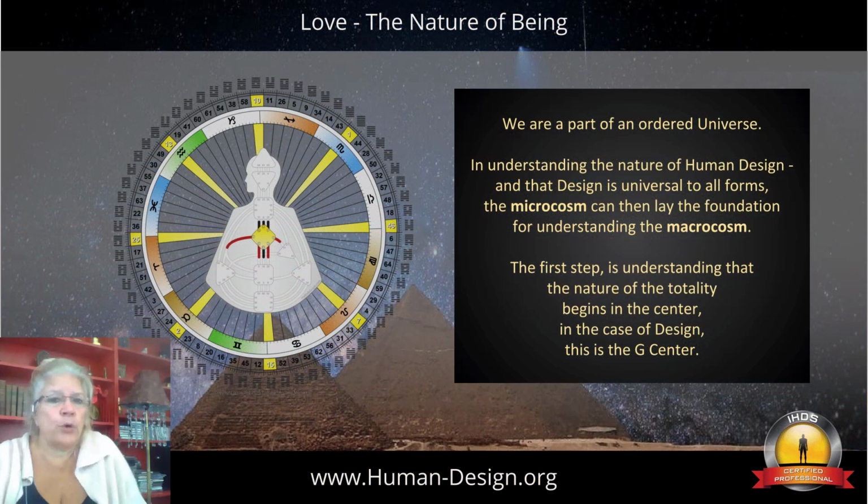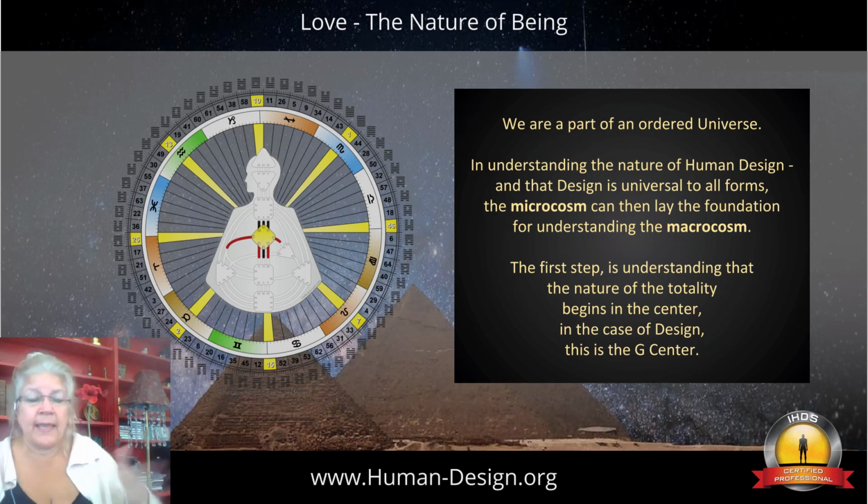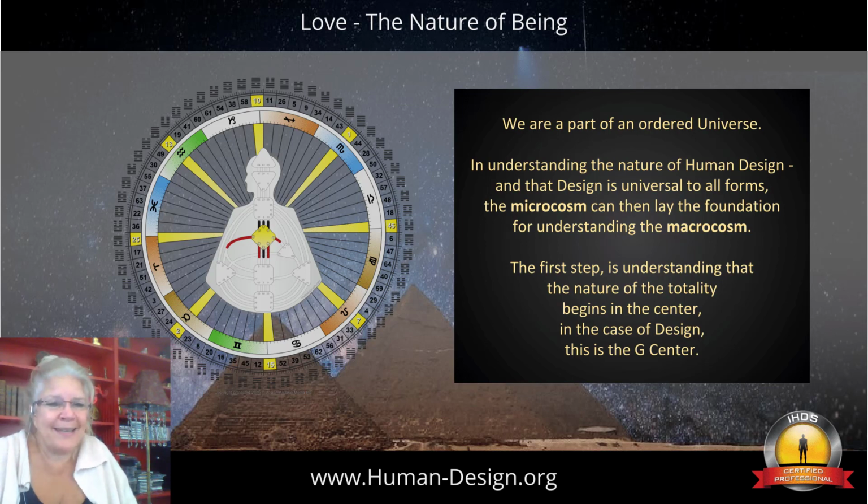We are part of an ordered universe, even though sometimes it seems rather random and chaotic. And so in understanding the nature of human design, and that design is universal to all forms, the microcosm, us, can then lay the foundation for understanding the macrocosm. So this is the first step in understanding the nature of the totality. It begins in the center. And in the case of design, this is in the G Center. We can understand the nature of the totality through the microcosm of each individual being.